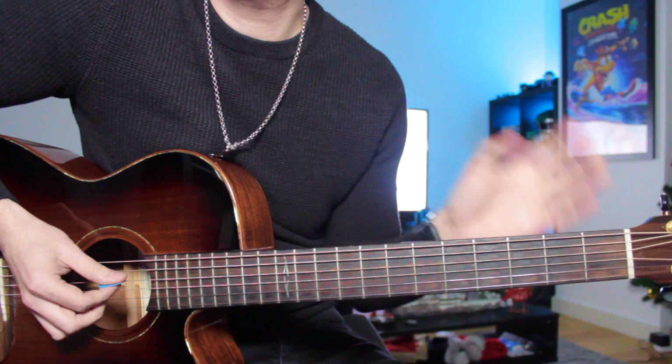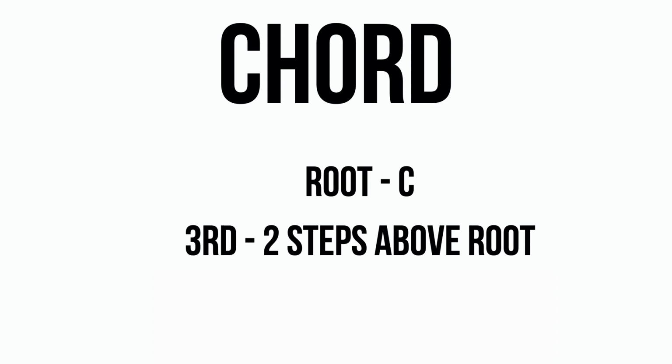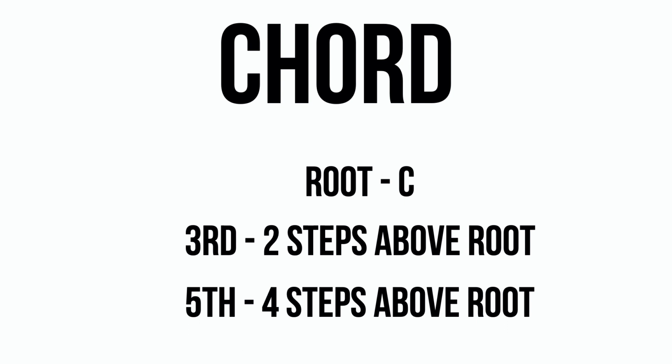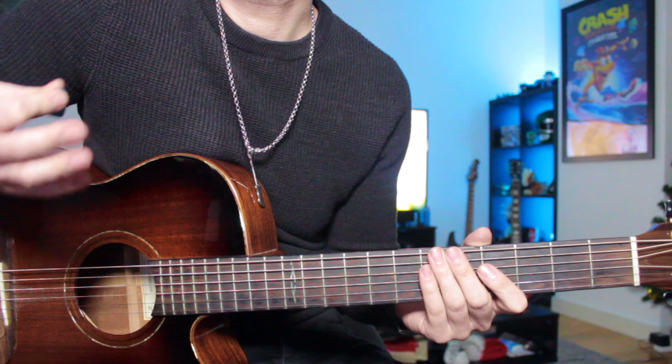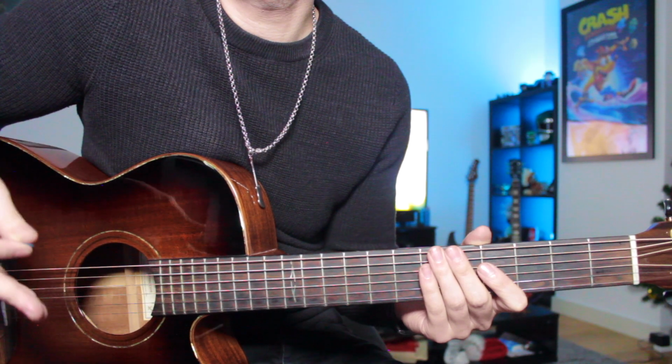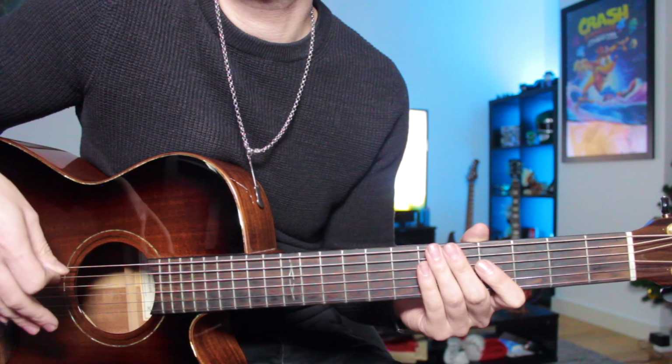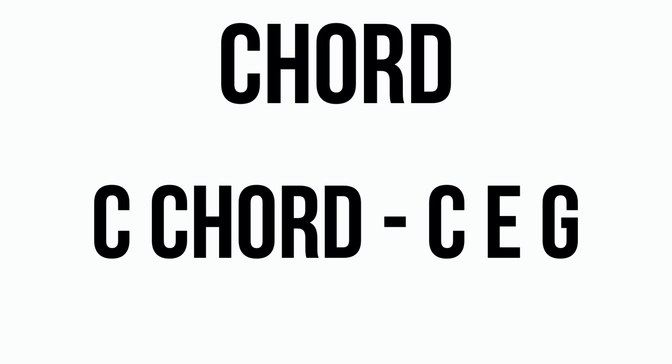The third is the note that is 2 steps above the root note. And the fifth is the note that is 4 steps above the root note. So to construct a chord, we simply need to find the root note, the third, and the fifth and play them together. For example, to play a C chord, we would play the notes C, E, and G together.